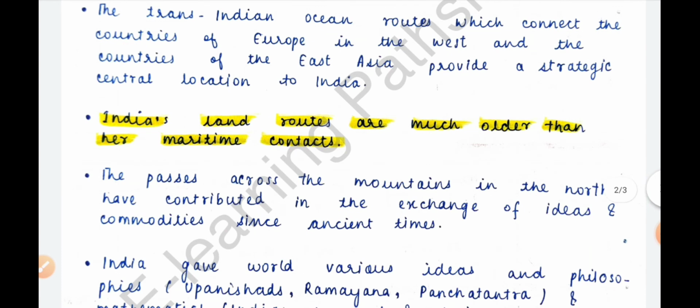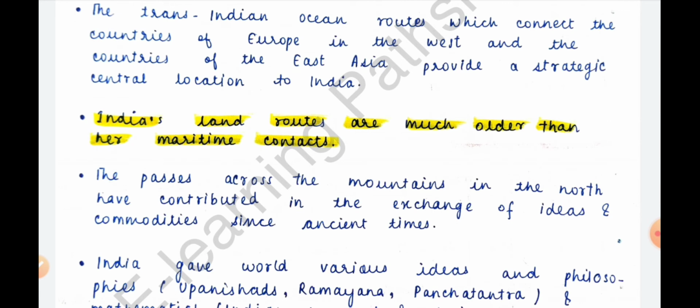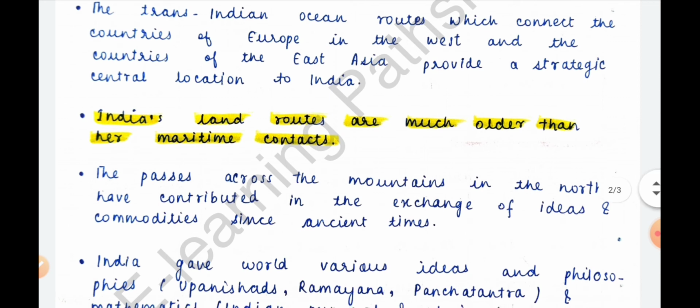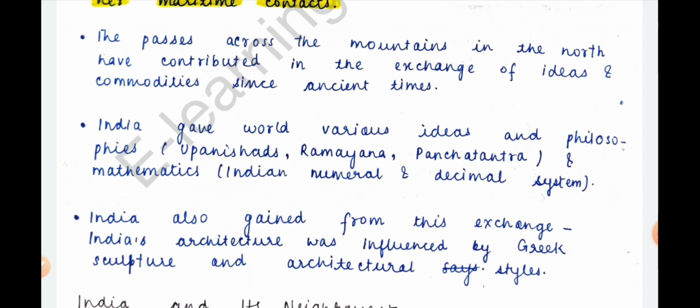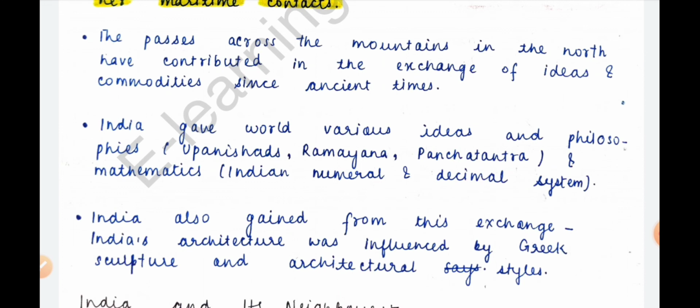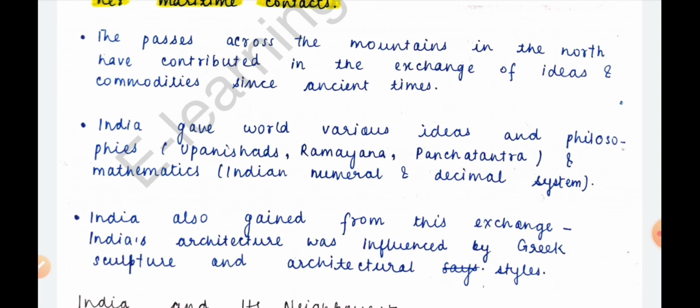India's land routes are much older than her maritime contacts. The passes across the mountains in the north have contributed to the exchange of ideas and commodities since ancient times. India gave the world various ideas and philosophies, the Upanishads, Ramayana, Panchatantra, and many mathematical explanations. The Indian numeral decimal system was given to the world by India only. India also gained from this exchange. India's architecture was influenced by Greek sculpture.